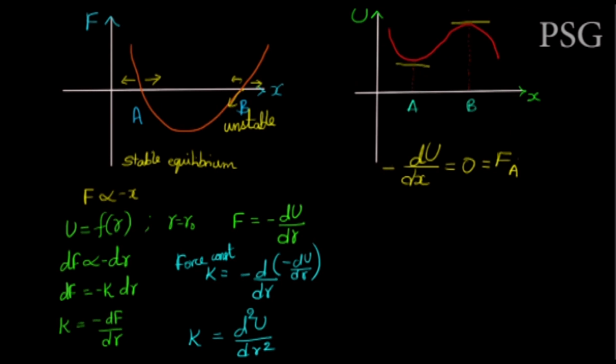And this force constant is related to angular velocity omega, as omega is equal to root of k by m. So using this value we can find out omega and hence the time period of the oscillator.